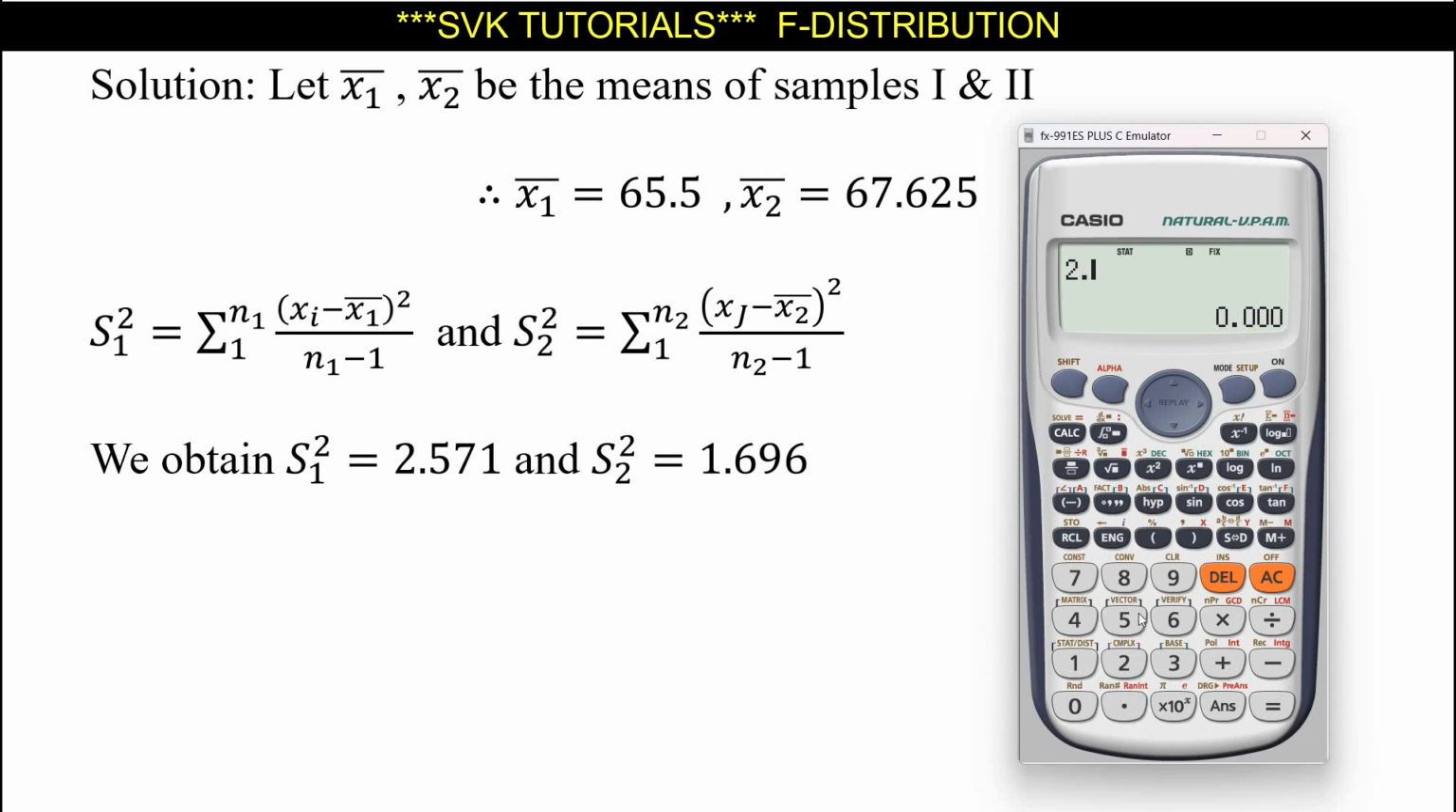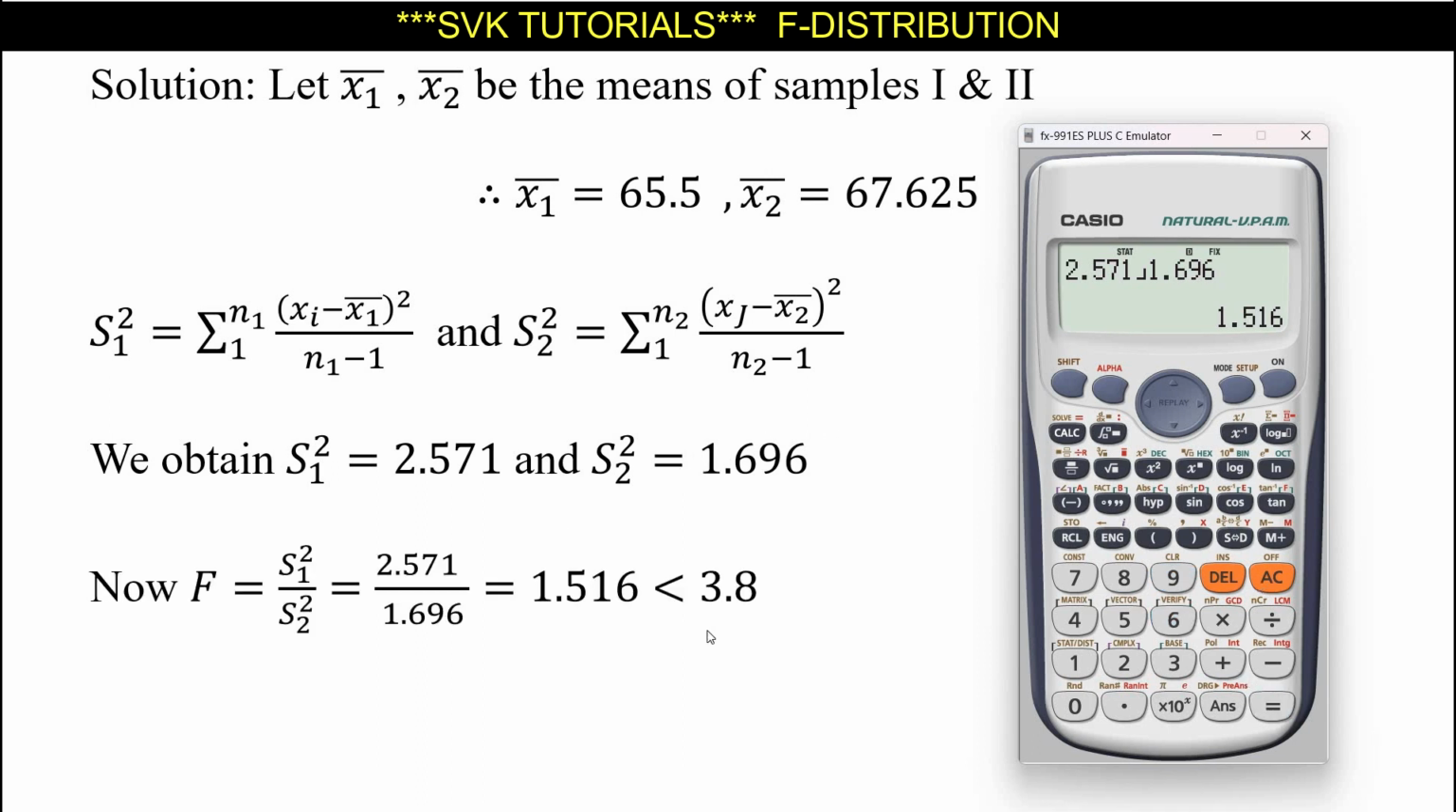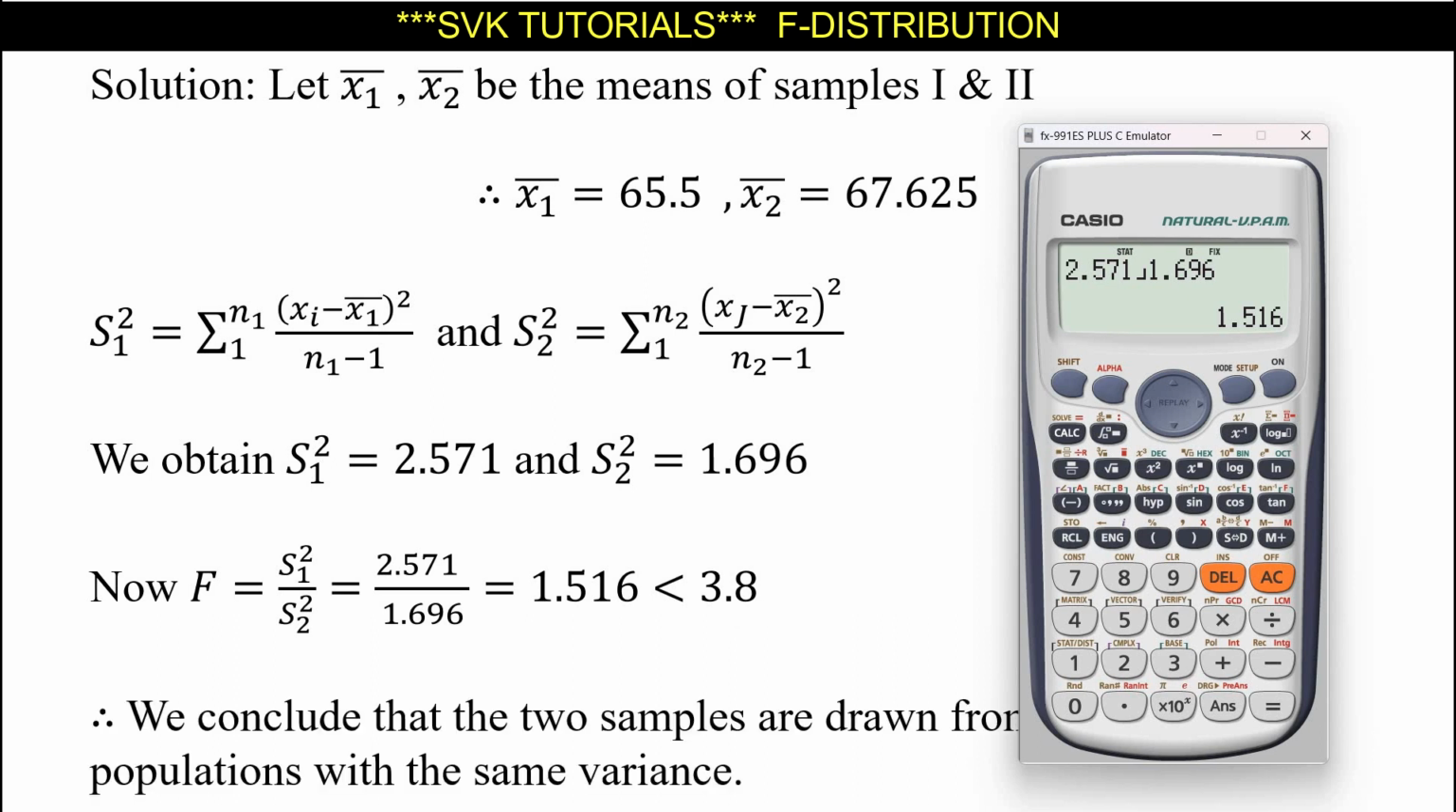2.571 divided by 1.696, press equal to. We got the answer as 1.516, which is less than 3.8. So hence we can say that the given hypothesis is accepted at 5% level of significance. This is how we can find the solution for F distribution without making the problem much complicated. So we can solve it easily using your calculator.